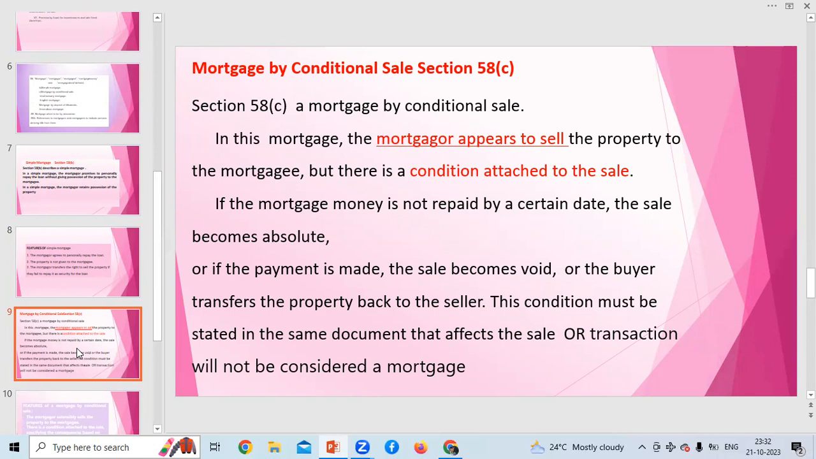If the payment is made, the sale becomes void, or the buyer transfers the money back to the seller. This condition must be stated in the same document that effects the sale or transaction. So it's very important that the condition must be there. Otherwise, it will not be considered as a mortgage.